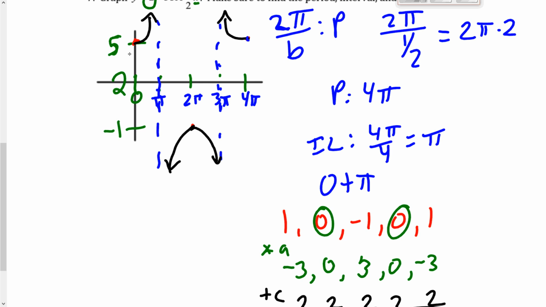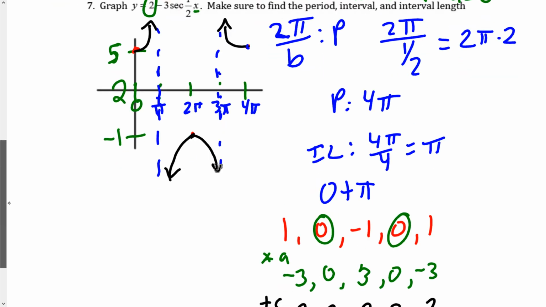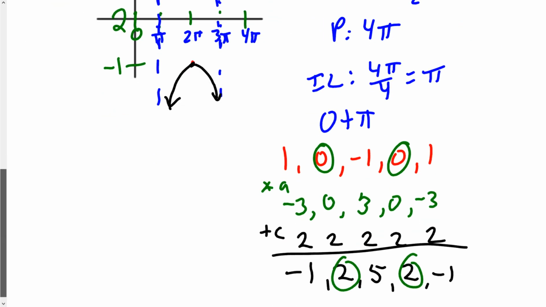Okay, so then you can see the distance between 5 and negative 1 is 6, and if you divide that by 2, that would be your A, right? And your A is 3, or the absolute value of your A. Okay. Alright, so there's that one.